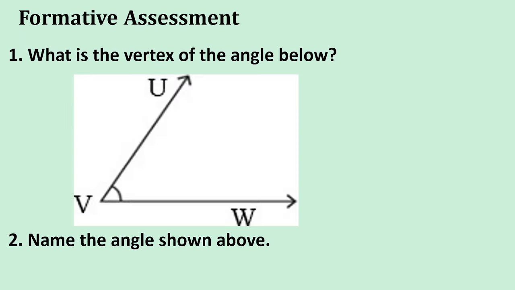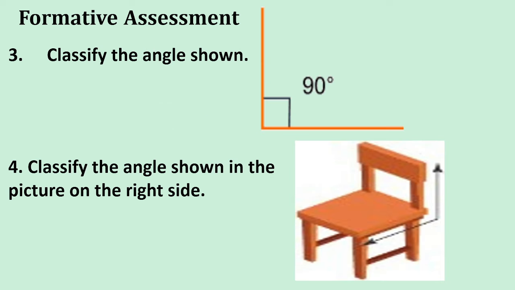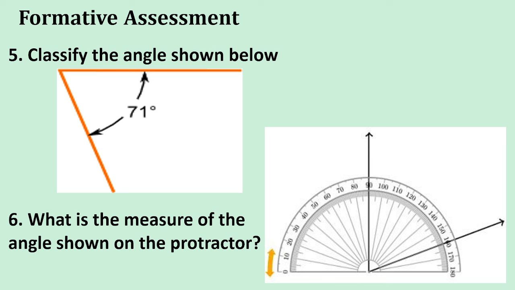Day 5. Formative assessment. Number 1. What is the vertex of the angle below? Number 2. Name the angle shown above. Number 3. Classify the angle shown. Number 4. Classify the angle shown in the picture on the right side. Number 5. Classify the angle shown below. Number 6. What is the measure of the angle shown on the protractor?